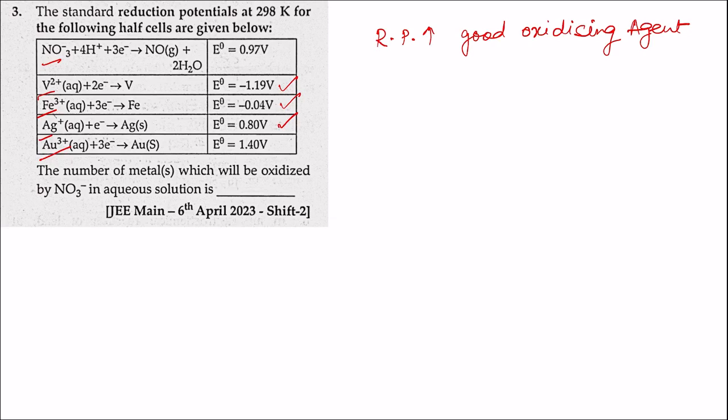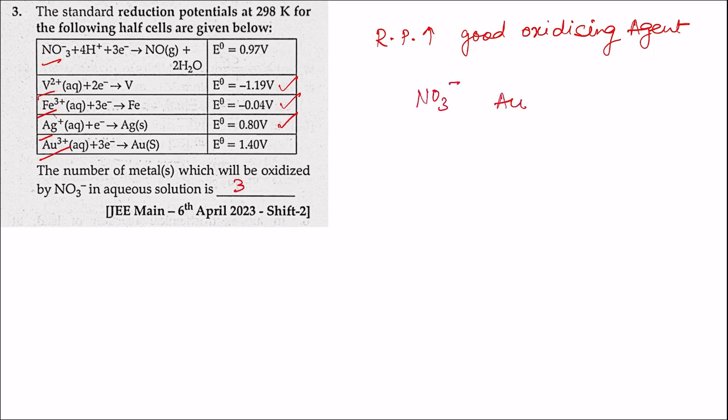In other words, when nitrate is present with vanadium, it will oxidize vanadium to vanadium ion. When nitrate is present with iron, it will oxidize iron to Fe3 plus ion. And when nitrate is present with silver, it will oxidize silver to silver ion. Because the tendency of nitrate ion to get reduced is greater than vanadium, iron and silver. So the number of metals which will be oxidized by nitrate in aqueous solution is 3. 3 metals will be oxidized by nitrate ion in aqueous solution.